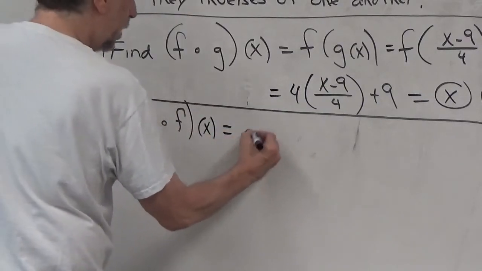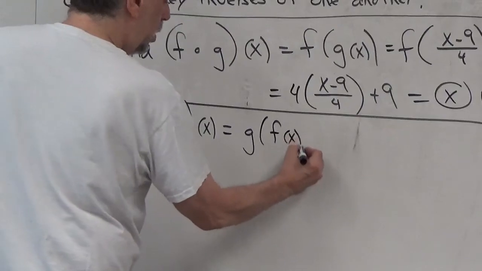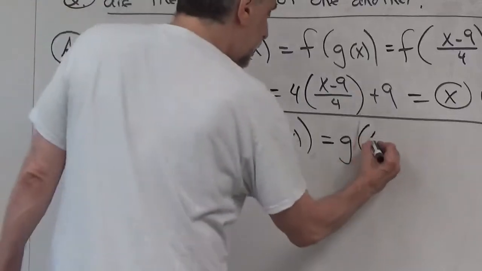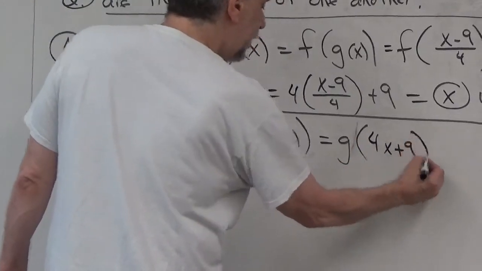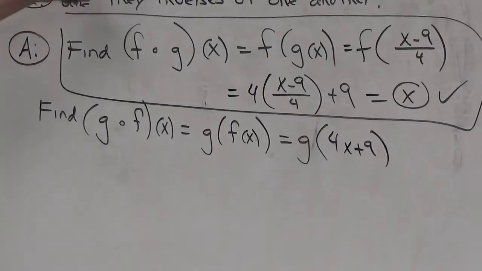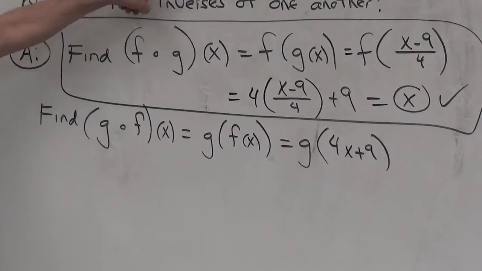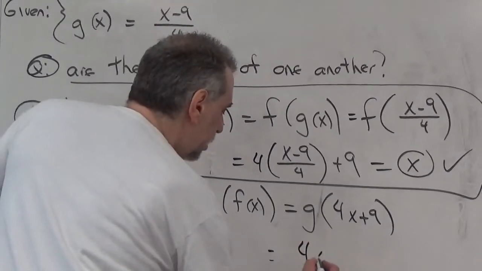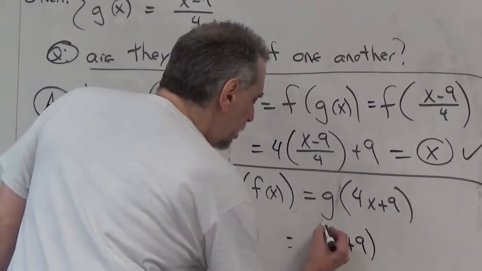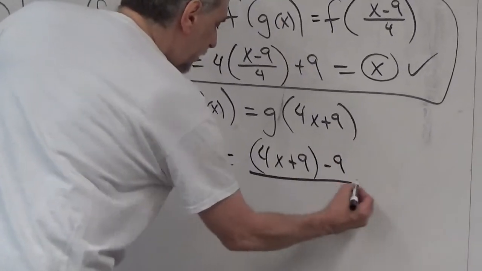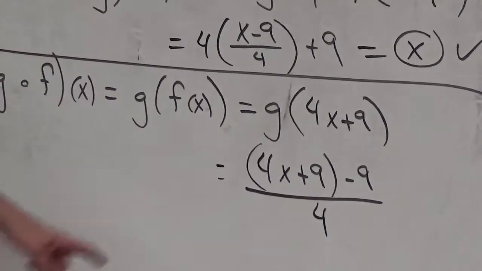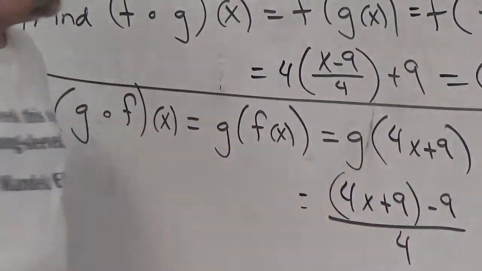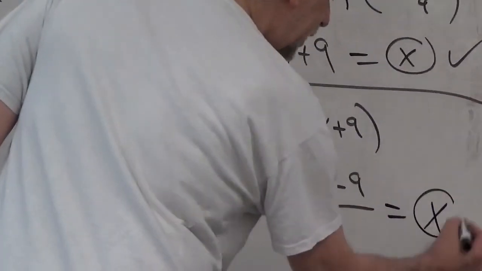All right, so now f of x becomes the input to the g function. The f function is 4x plus 9. That becomes the input. The g function says take that input, subtract 9 from it, and divide the result by 4. So we take that input of 4x plus 9, we subtract 9 from it, and we divide by 4. And notice the 9's cancel out. 4x over 4 does give us the x that we wanted to see.